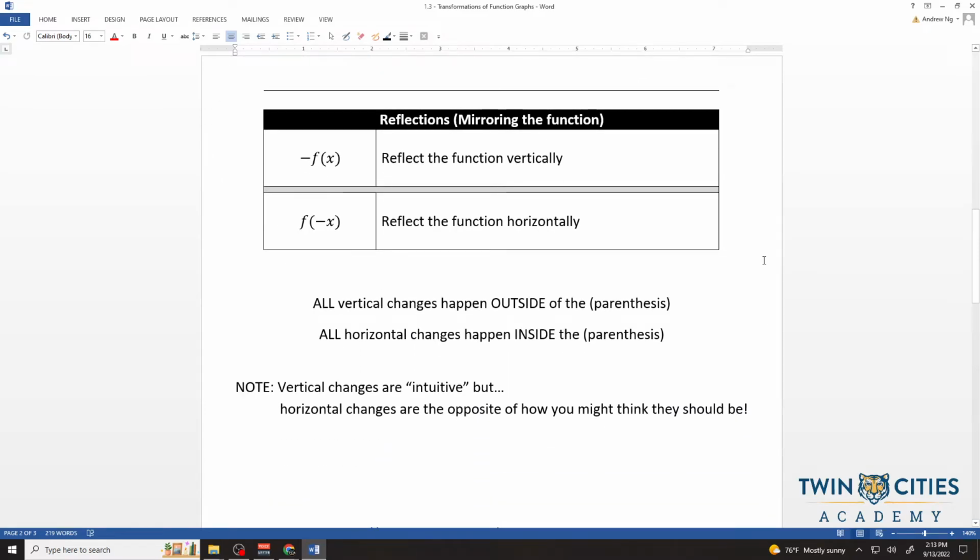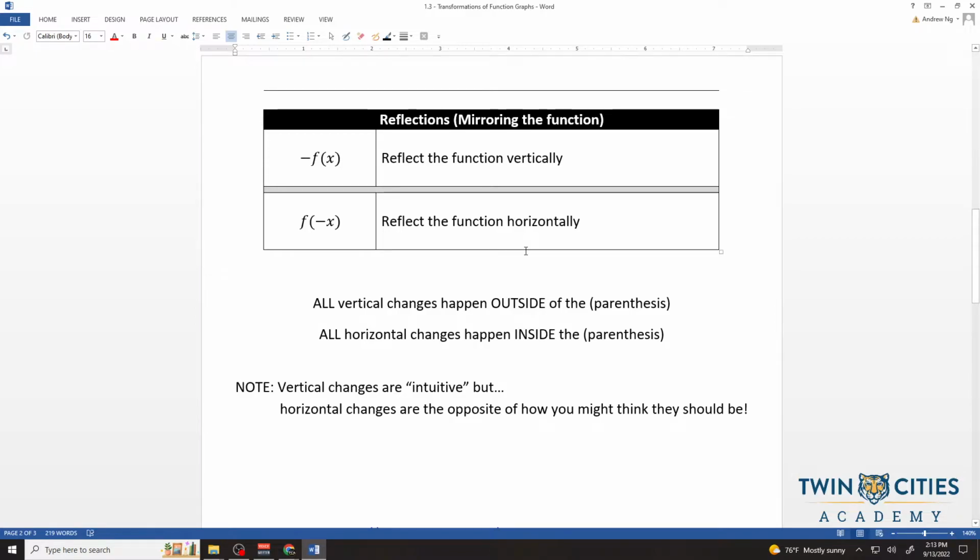For reflections, if you multiply by a negative at the beginning of your function, negative f of x, this is going to reflect the function vertically. If you do f of negative x, this is going to reflect the function horizontally.